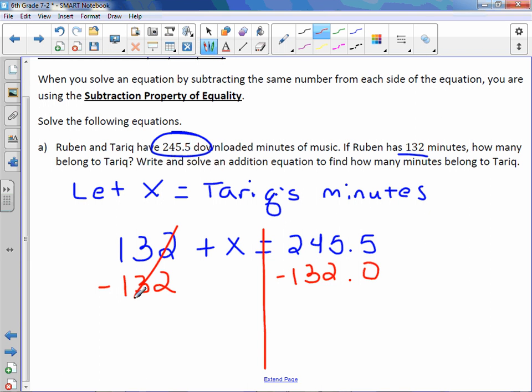132 minus 132 is 0. Bring down the x equals, and now let's subtract. 5 minus 0 is 5. Bring down the decimal. 5 minus 2 is 3. 4 minus 3 is 1. And 2 minus 1 is 1. So, how many minutes belong to Tariq? 113.5 minutes.